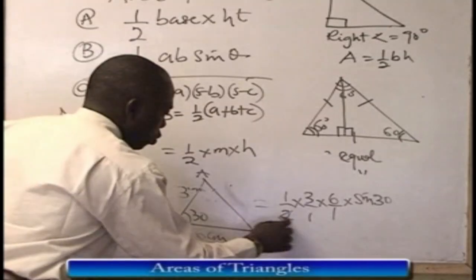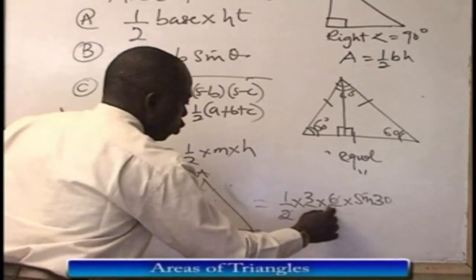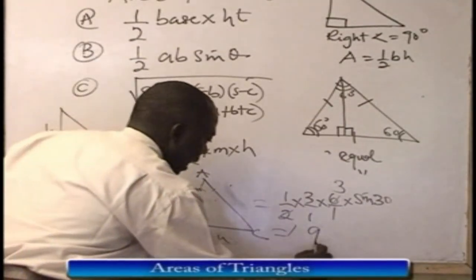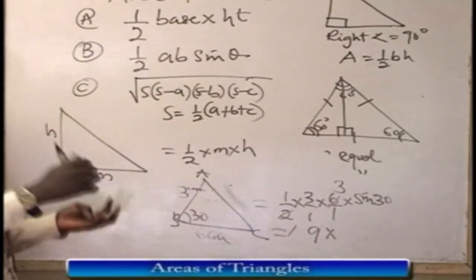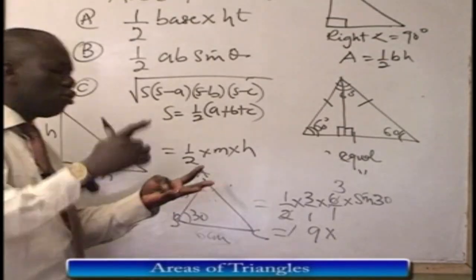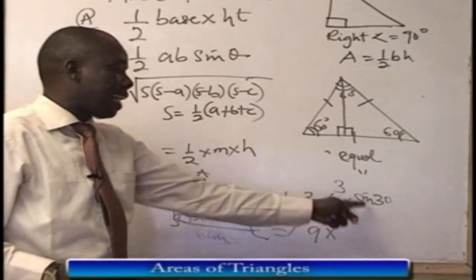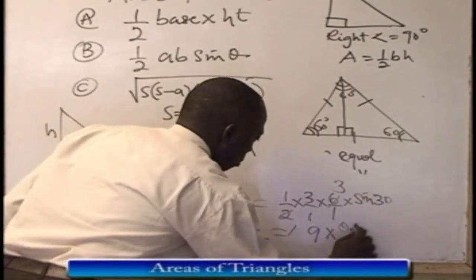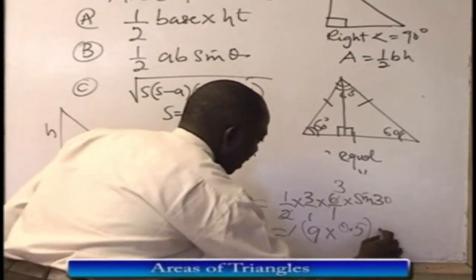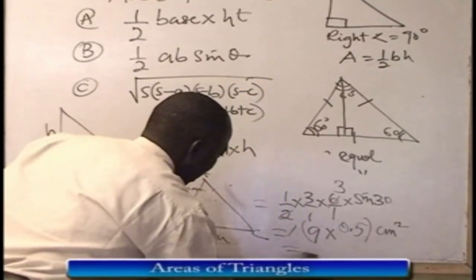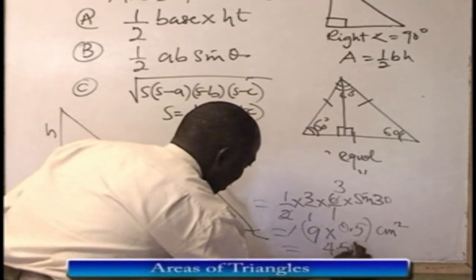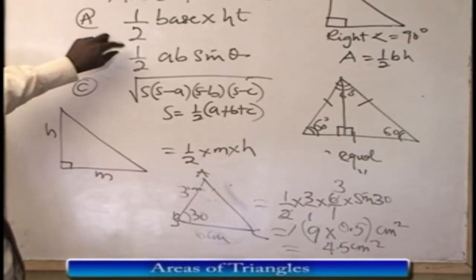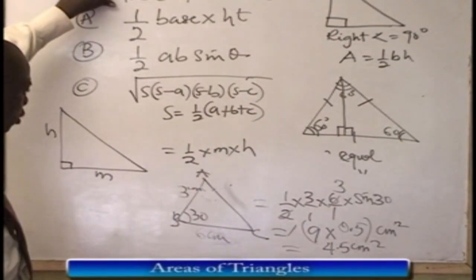In this case, 2 will go in 2 once, and 2 will go in 6 three times. So if you multiply 3 by 3, you will have 9 times sine 30. If you use your 4-figure table or your calculator to determine sine 30, what you're going to get is 0.5. Then if you multiply 0.5 by 9, what you're going to get is 4.5 centimeter squared. So that is using the second formula to determine the area of a triangle.